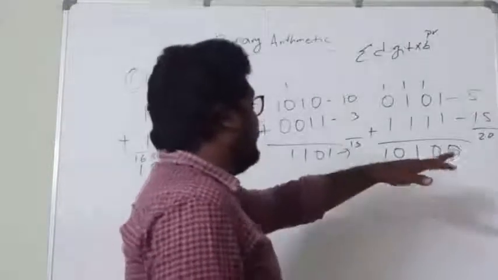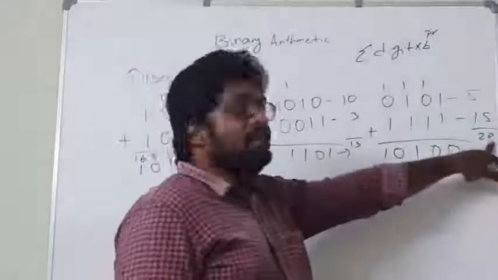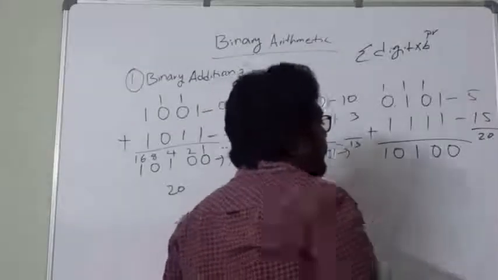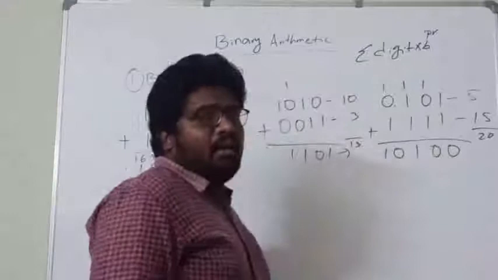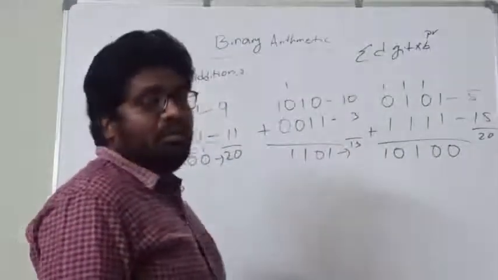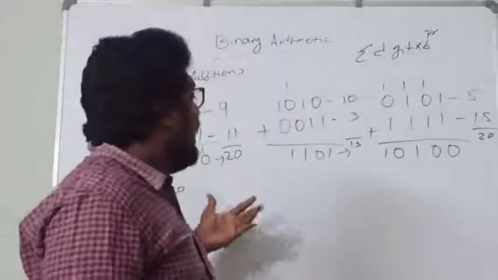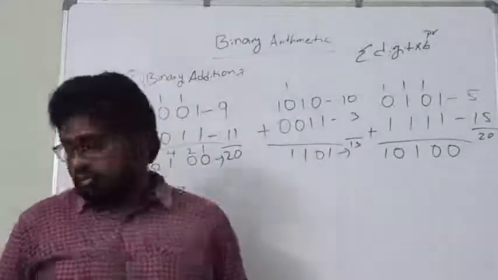So now let's check it. This binary number is equivalent to the decimal number 20. So 16 plus 4 will be 20. So this is equivalent to the decimal number 20. So that's all about the binary addition. So now let's have a look at the binary subtraction.